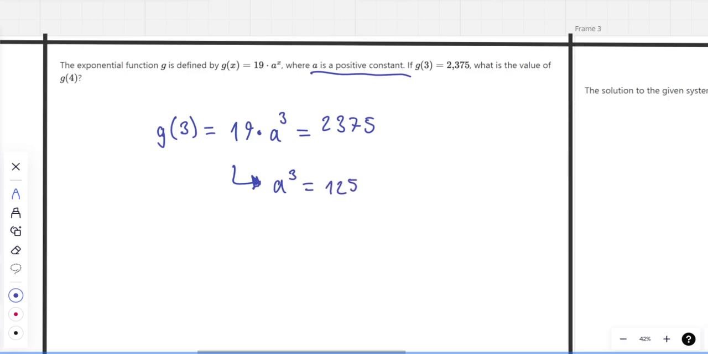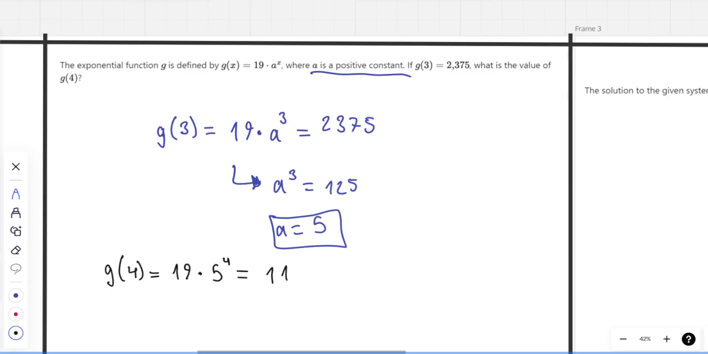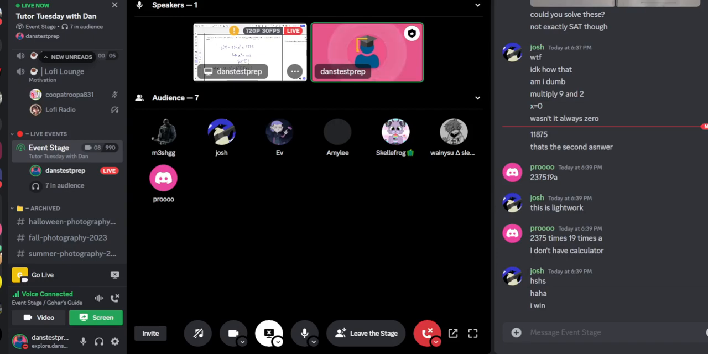So a cubed equals 125. That means if we cube root everything, a would equal 5. That's not the final answer, but I am going to box it because it's important. The next step would be to evaluate g of 4. G of 4 is just 19 times 5 to the power 4. So 5 to the power 4 is going to be 625. And multiply that by 19, you're going to get 11,875, which makes that the final answer for this one. Hope you guys got all that one. Light work? Yeah, exactly. You've got it.